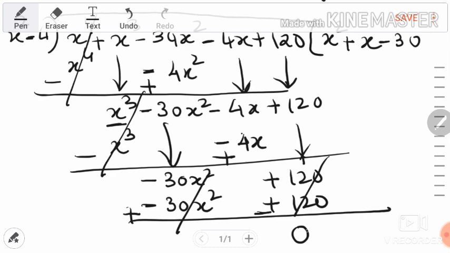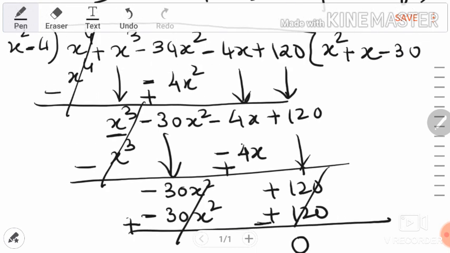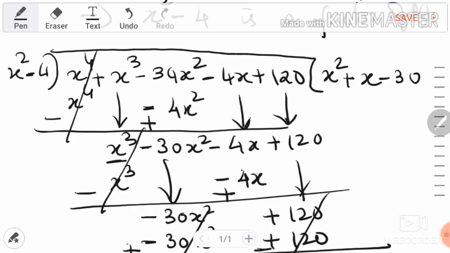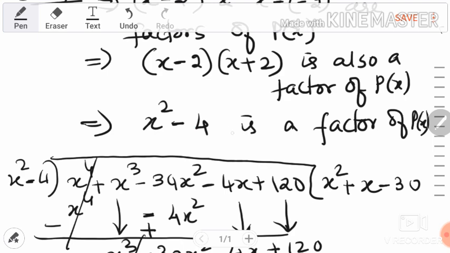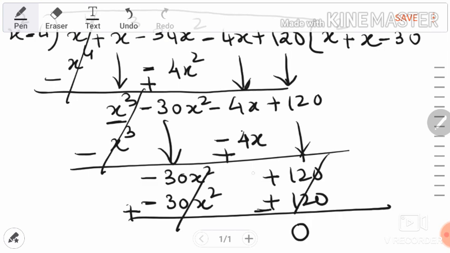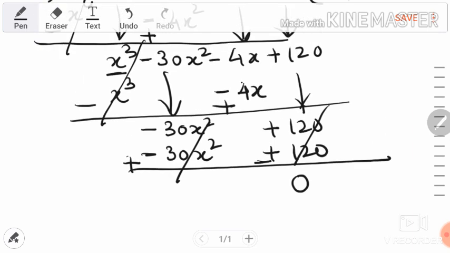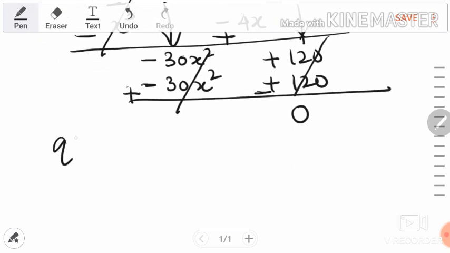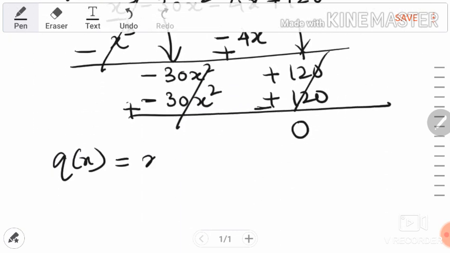Here, if we do not get 0, then it is understood that we have made an error in the long division process, because we know that x square minus 4 is a factor, and therefore we have to get a 0 over here. In case we don't get it, then you have to go back and recheck your long division. So now the quotient is x square plus x minus 30.